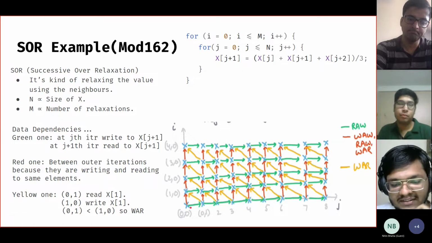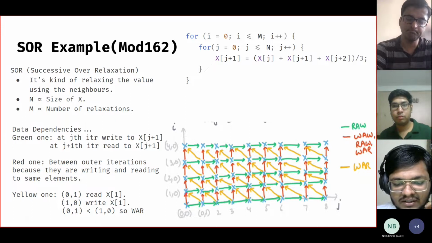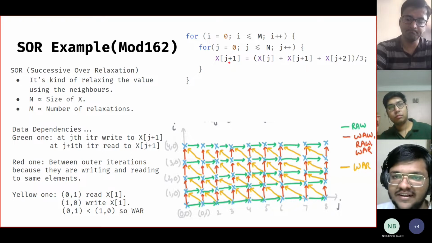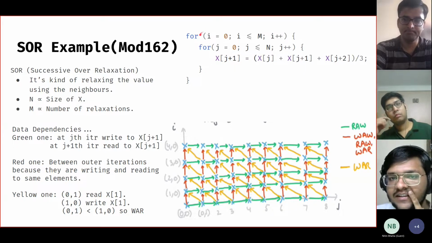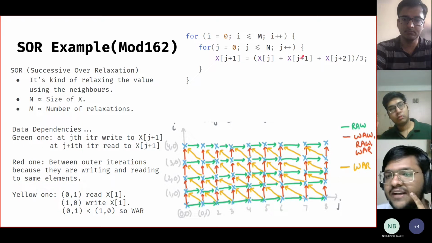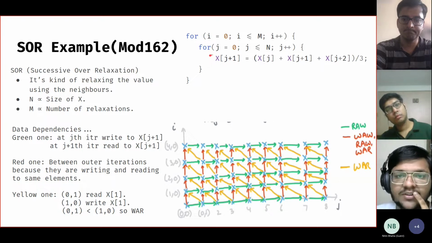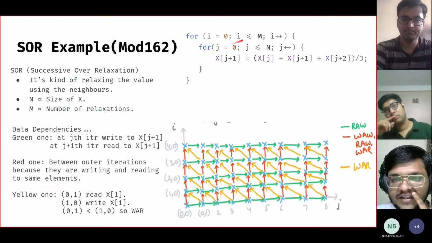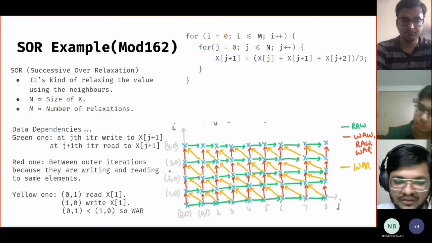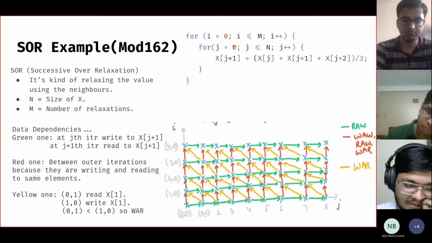Now the red edges are dependencies on xj plus 1 across different ith iterations. You can clearly see that in different ith iterations we are writing to xj plus 1, and we are also reading xj plus 1. So between different ith iterations, we get all types of dependency: WAR, RAW, or WAW. We are getting all those types of dependency here.